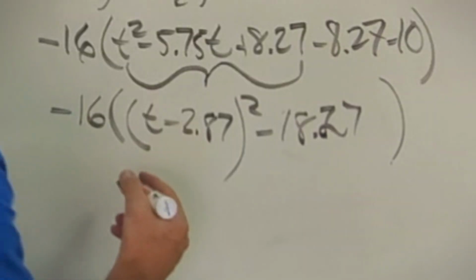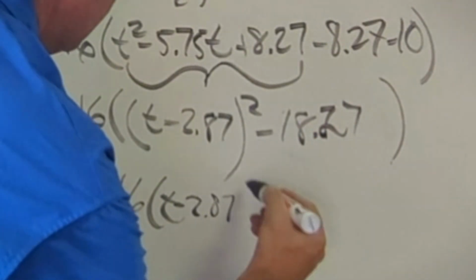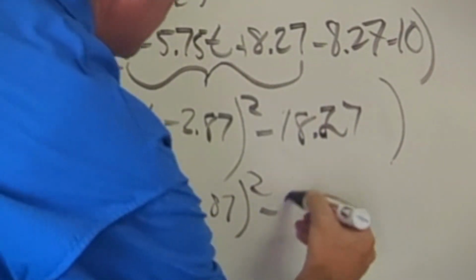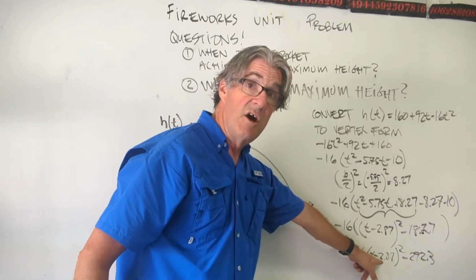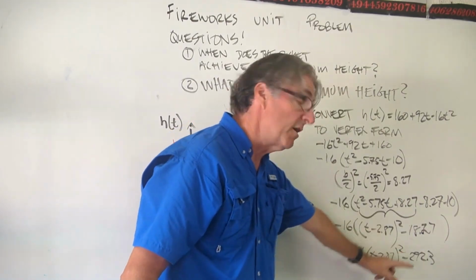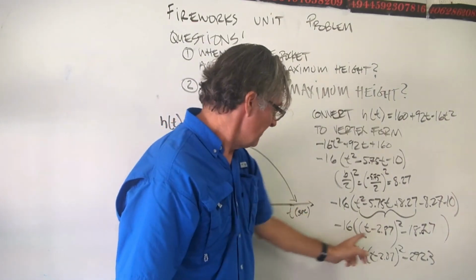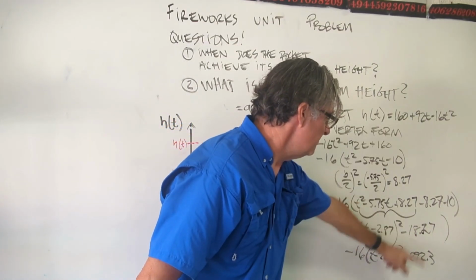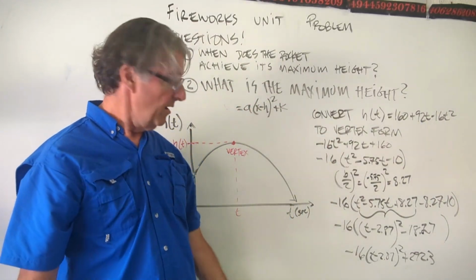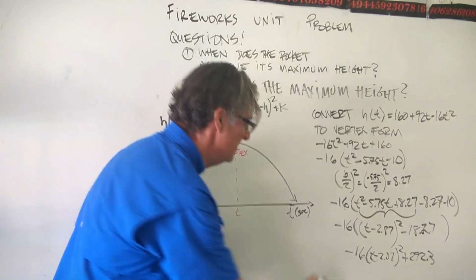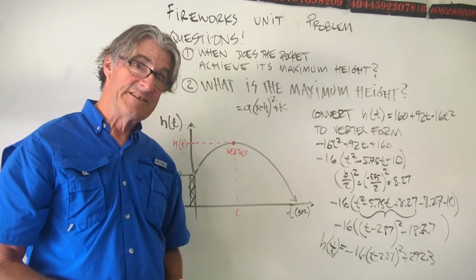And here's what's going to happen. I'm going to get minus 16 times (t minus 2.87) squared minus 292.3. So the minus 16 got multiplied on the binomial, didn't do anything to it, since you have to square it first before you could do that, so we don't, and we like that. This is part of vertex form. And then my minus 16 times minus 18.27 became positive 292.3. Whew. So there's our vertex form. We could go h of t equals that.